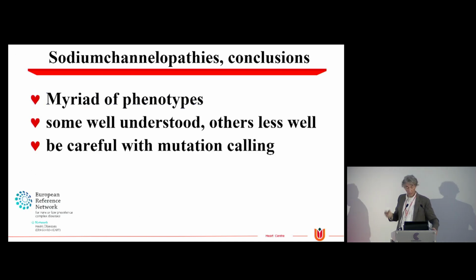So we can conclude here that the sodium channelopathies lead to a myriad of phenotypes. I think some are well understood by now, others less well. And I haven't touched on the topic that we have to be very careful with mutation calling. The sodium channel is prone to SNPs, 3%, 5% has been reported in black individuals, even 5 to 8%. So many of the missense variants that you find in particular areas, particularly in these interlinker domains, are not variants with functional consequences.